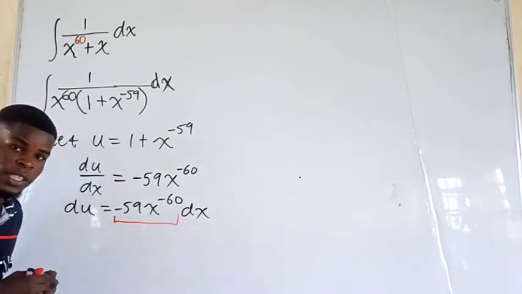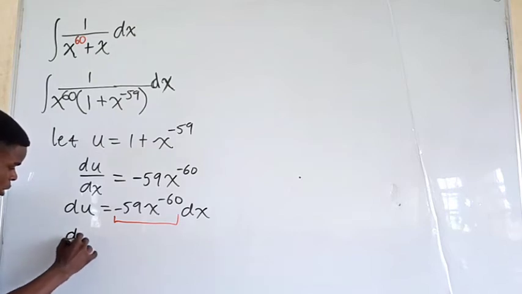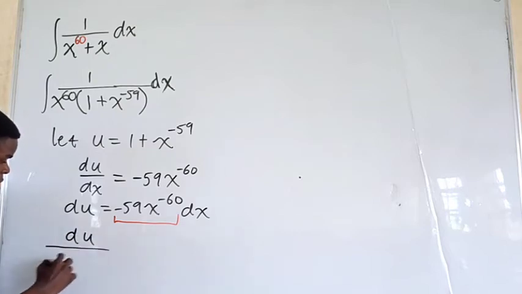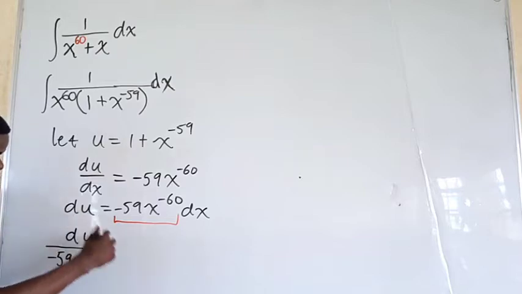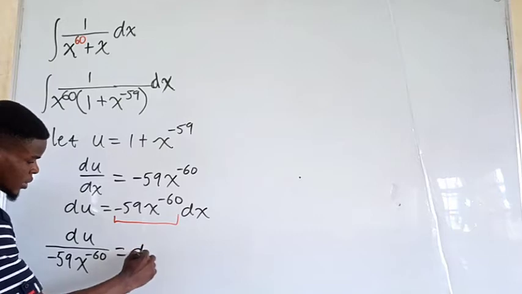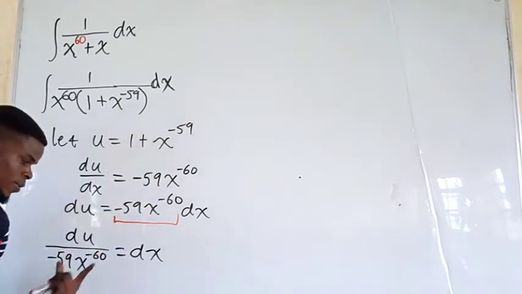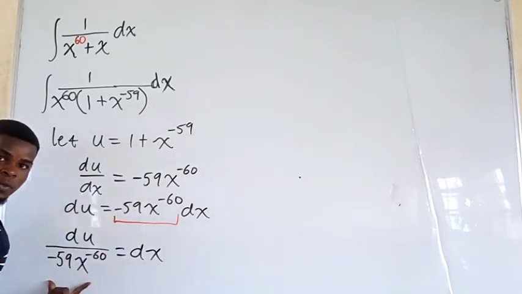Okay, so by dividing both sides by that, we're going to say that du over the whole of that is negative 59 times x to the power negative 60, right, is going to be dx. So in place of dx, I can substitute this for that. I can put this for that, right?